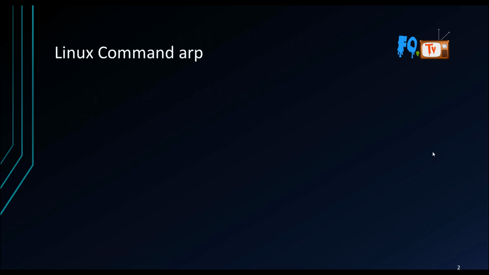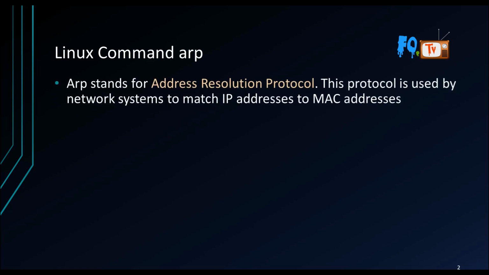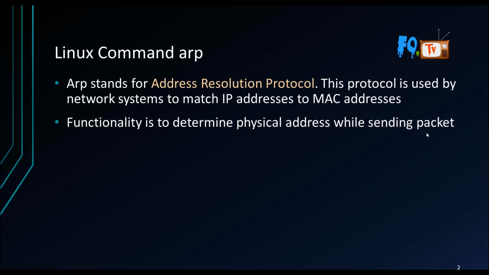So how is this ARP Linux command going to work? ARP stands for Address Resolution Protocol. This protocol is used by network systems to match an IP address to a MAC address, which means that whenever you ping a remote host, you will get the IP address and MAC address of that machine. That is called ARP. How does that ARP function?